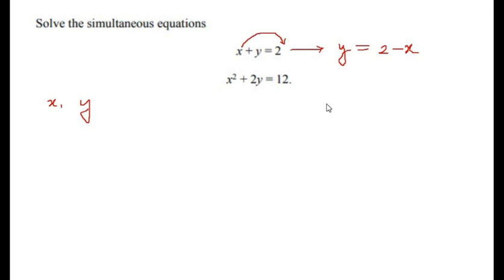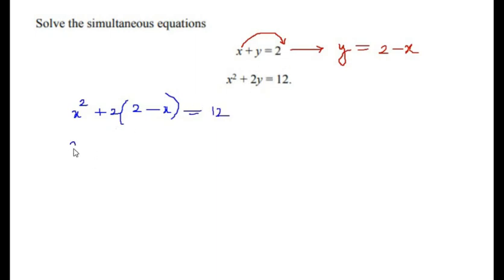Next I am going to substitute y equals 2 minus x in the second equation. So I can write it as x squared plus 2, and in place of y I am going to substitute 2 minus x. So here it becomes 2 times (2 minus x) equals 12. So just a pure substitution.